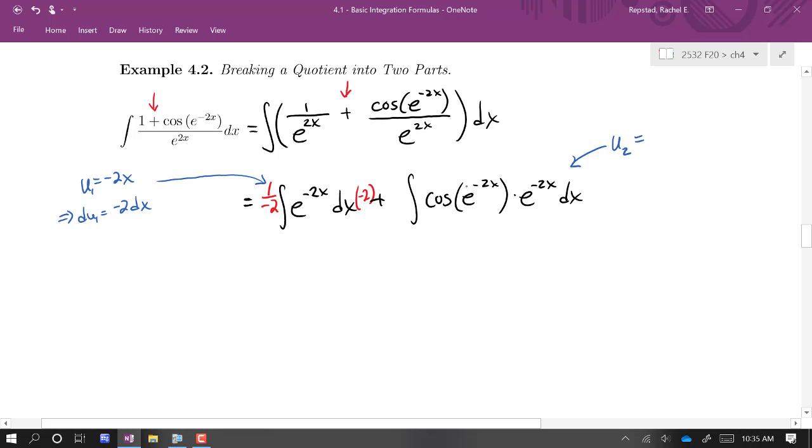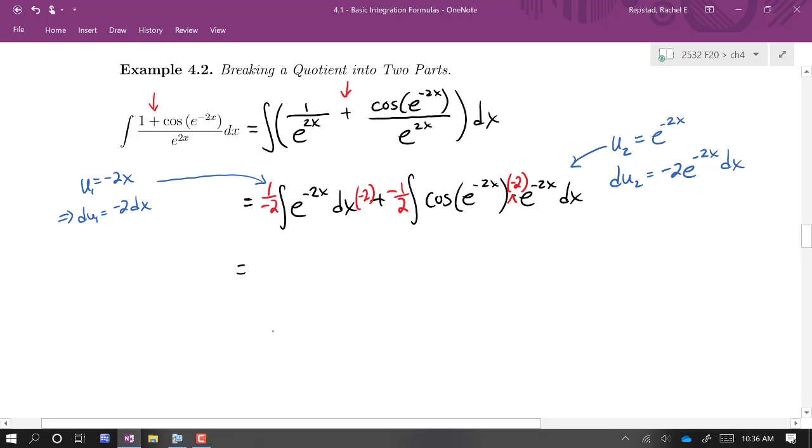So here, if we let u2 equal e to the negative 2x, so not just negative 2x, but e to the negative 2x, then du2 is what? e to the negative 2x times negative 2. I'm just taking the derivative of e to the negative 2x dx. And I've got my du except for this factor of negative 2 that I need. So I'm going to put in this factor of negative 2 here, and correct for it on the outside with a negative 1/2.